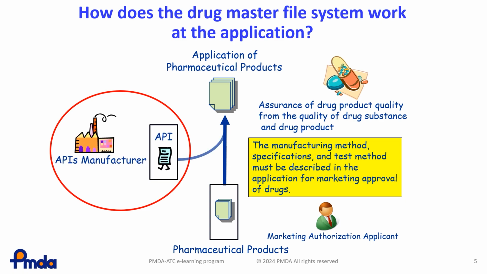By utilizing the master file, the API's manufacturer registers information related to the APIs, including the closed part containing the manufacturing method, to PMDA as a master file, and obtains the master file registered number. The marketing authorization applicant can skip the manufacturing method of the APIs in the application dossier. Please note that the master file is not a patent.